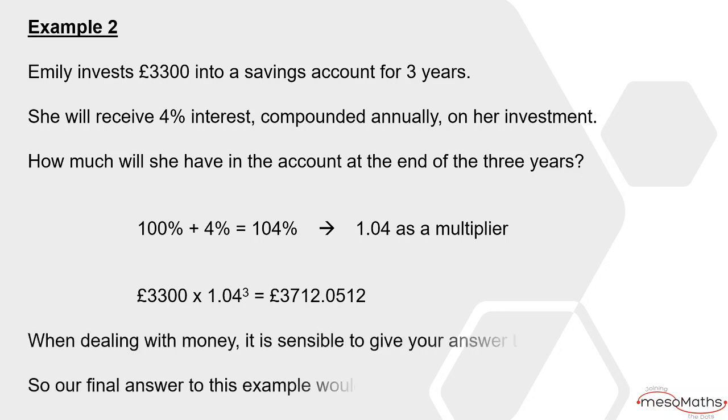£3,712.0512. Now, that's not a very sensible answer. When we're dealing with money, we would usually round our answer to 2 decimal places. So in this case, our final answer would be £3,712.05.